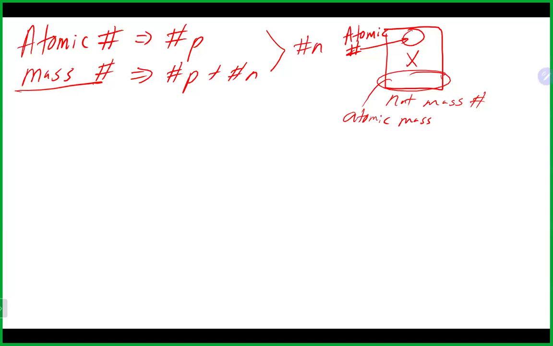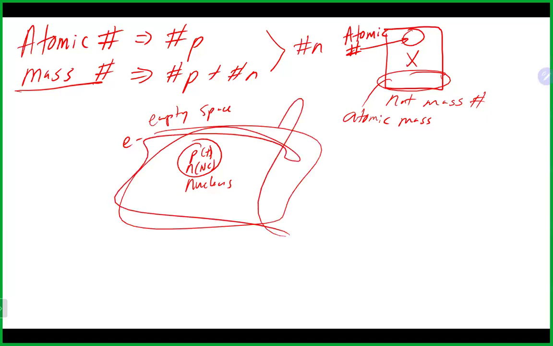Before this, we talked about some experiments and the model of the atom. The atom has a nucleus in the middle, which makes up most of the mass of the atom. Inside the nucleus are our protons and neutrons. Protons are positively charged particles. Neutrons have no charge, and those are in our nucleus. And out in that empty space that Rutherford found, we have our electrons, moving around pretty randomly.